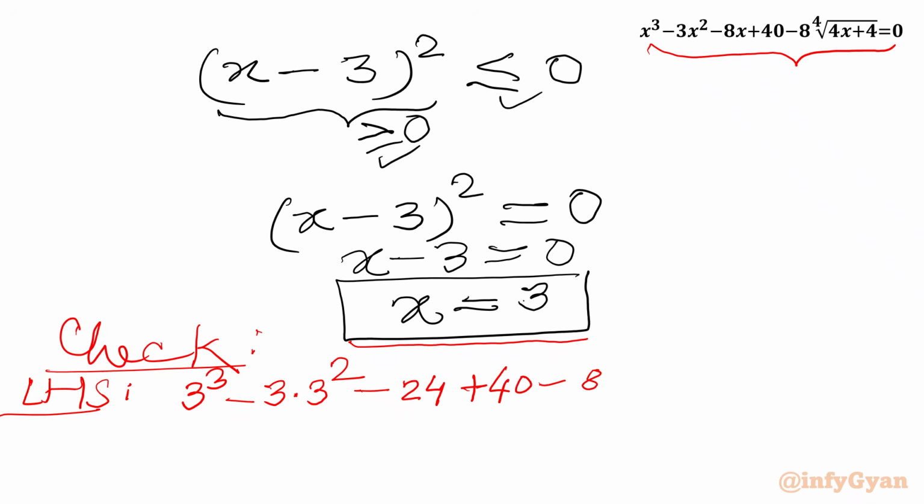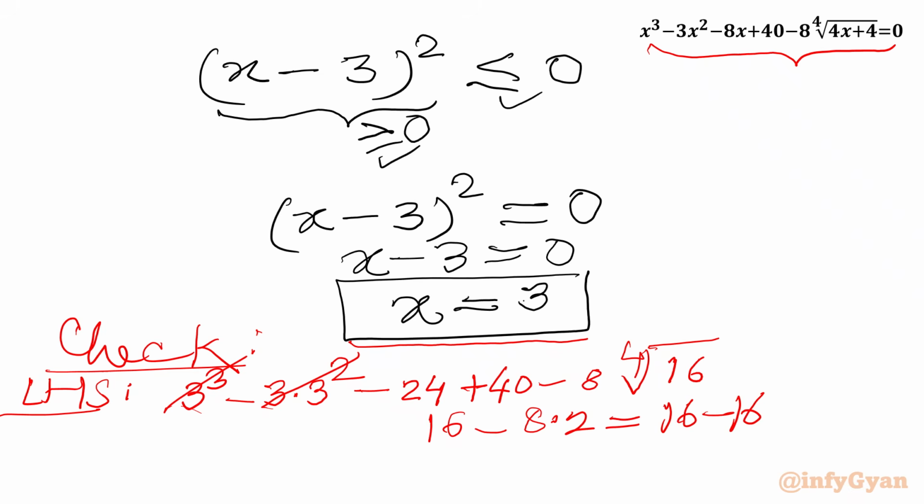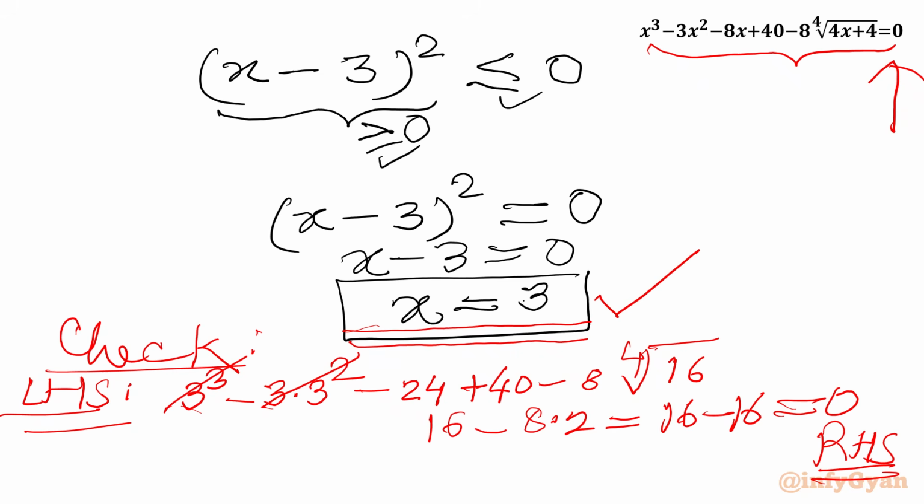minus 8 times the 4th root of 4 times x plus 1. So I can write here 4 square, or 16. Now 3 cube and 3 cube will cancel. 40 minus 24 is 16, minus 8 times the 4th root of 16, which is 2, will give us 16 minus 16. It is equal to 0, and 0 is our right hand side. LHS equal to RHS. Hence our solution x equal to 3 is true and verified.